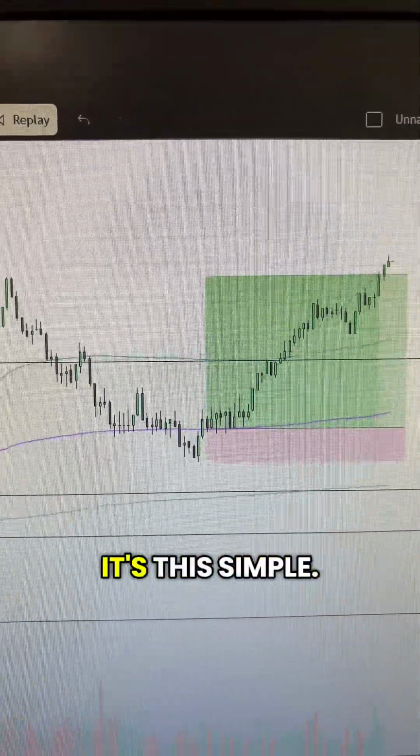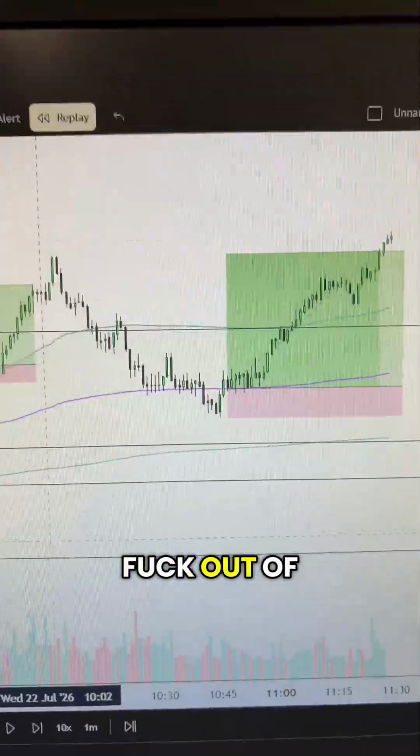There you go. It's this simple. Don't complicate the fuck out of this. God damn.